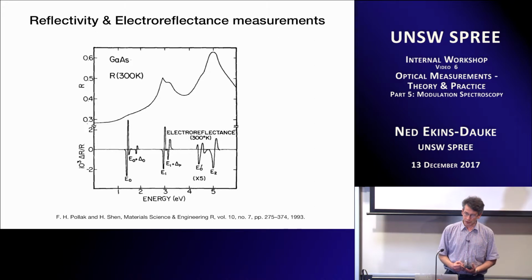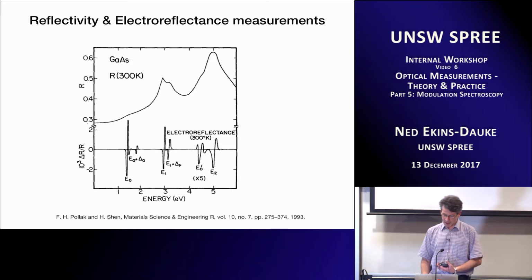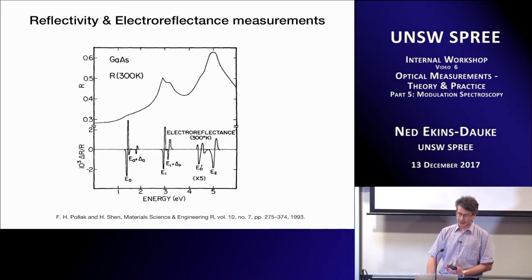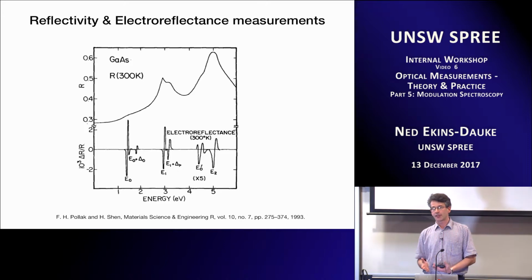And so what you're doing with this measurement is you're modulating the refractive index of your material. It doesn't actually matter how you modulate it. So the term modulation spectroscopy means you just somehow change the optical properties of your material. So you can do that, as I'm about to show you, by applying an electric field.